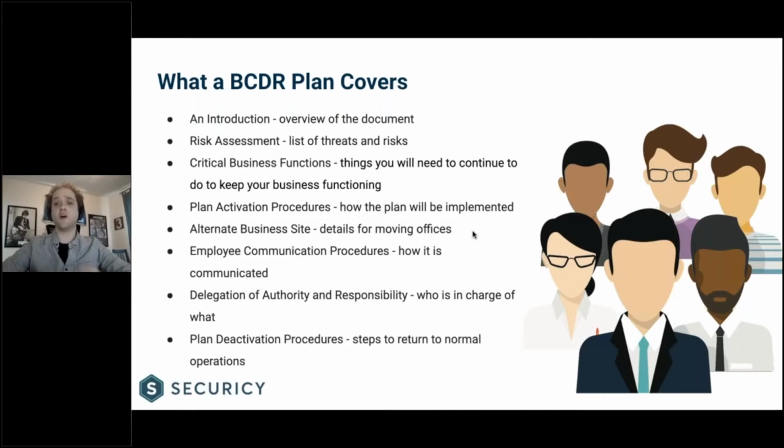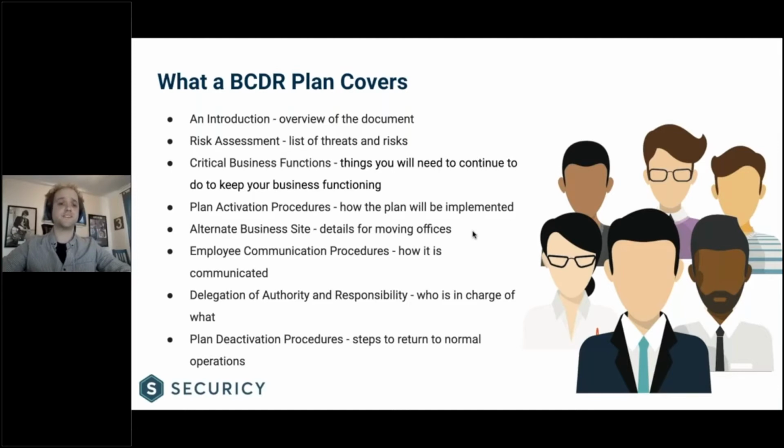The next will be the alternate business site. For certain incidents, you may not have to actually leave your office, but it is good to prepare and plan ahead of time if something does occur that would force you to leave the office, a fire, a flood, or switching to remote work, such as we have with the COVID-19 pandemic. It is good to have that planned and documented ahead of time. The next would be the employee communication procedures. How is this communicated to employees, and what is the contact information for those essential employees as well?